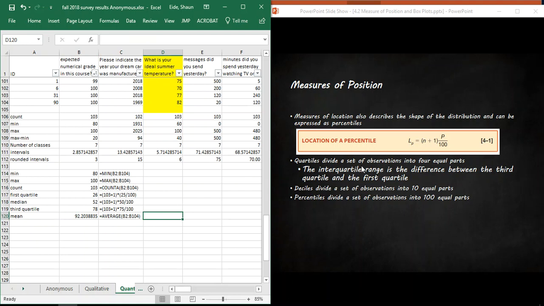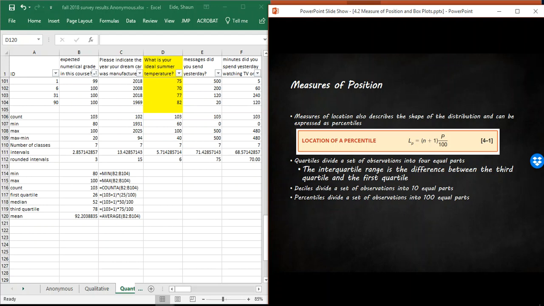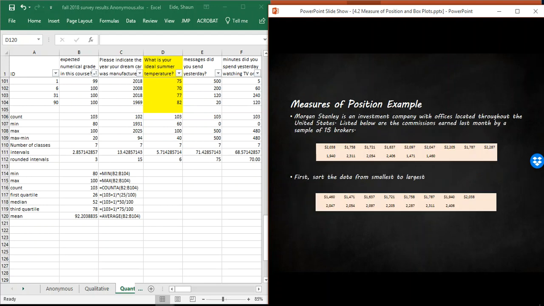If you want to find the 25th percentile, in other words, the first quartile, what you need to do there is put 25, L sub 25 equals the number of observations plus 1 multiplied by 25 divided by 100. If you want to find the median, it's 50 divided by 100, so on and so forth. Okay, and we're going to get into the interquartile range in just a minute.